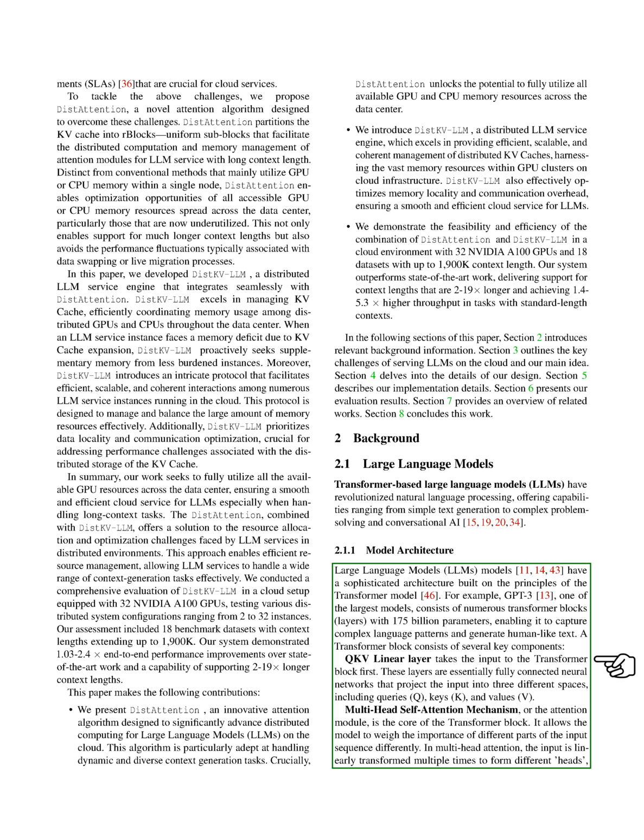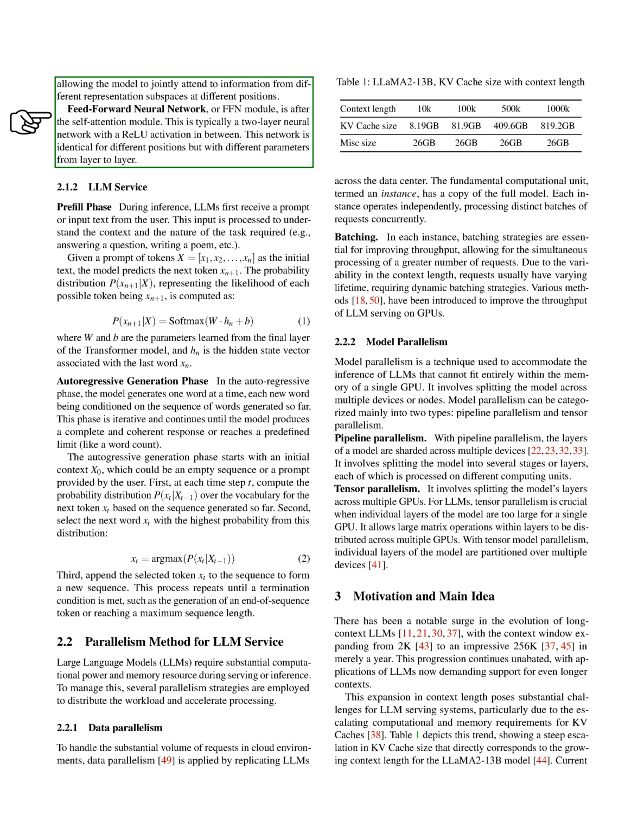Each transformer block is made up of several key components. First, there's the QKV linear layer, which is essentially a fully connected neural network. It takes the input and projects it into 3 different spaces: queries, Q, keys, K, and values, V. Next, we have the multi-head self-attention mechanism, the heart of the transformer block. This mechanism allows the model to assign different levels of importance to different parts of the input sequence. It does this by transforming the input multiple times to form different heads, which allows the model to focus on different representation subspaces at different positions. Finally, there's the feed-forward neural network, which comes after the self-attention module. This is a 2-layer neural network with a ReLU activation function in between. The network is the same for different positions, but the parameters vary from layer to layer.